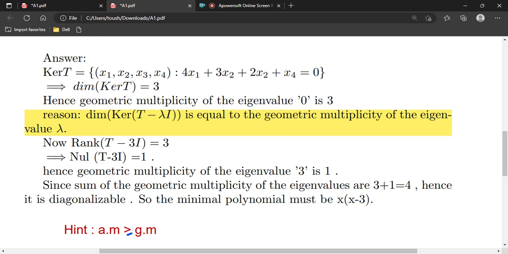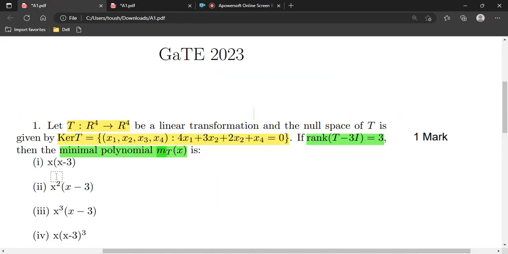Okay, so if a matrix is diagonalizable, then the minimal polynomial must be a product of linear factors, right? So from these, which option has the linear factors? Only option A, 1, right? So clearly from here 1 is the right answer.